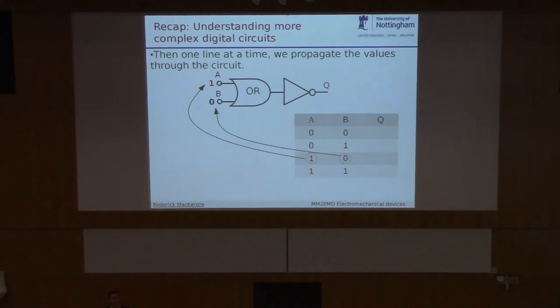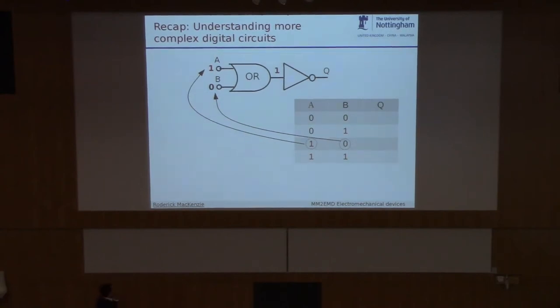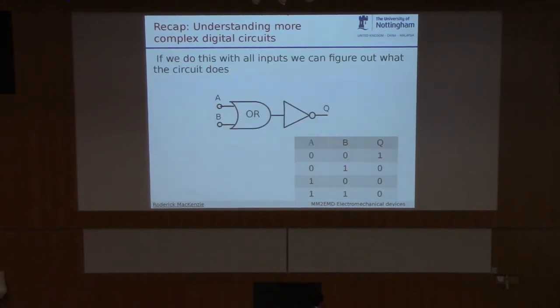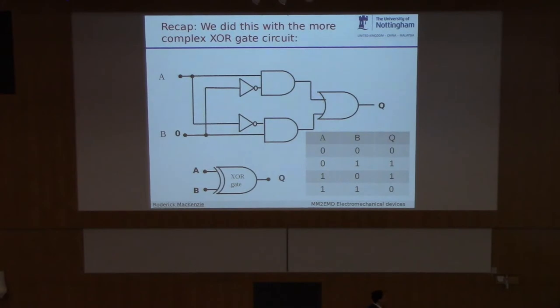Then you use your brain to compute what's going to happen with the circuit. So if we put a 1 and a 0 onto an OR gate, we get a 1 out. If we put a 1 into a NOT gate, we get a 0 out, and we write that in our truth table. So like this, we can understand any circuit. So there's the full truth table. And we looked at some quite complicated examples.